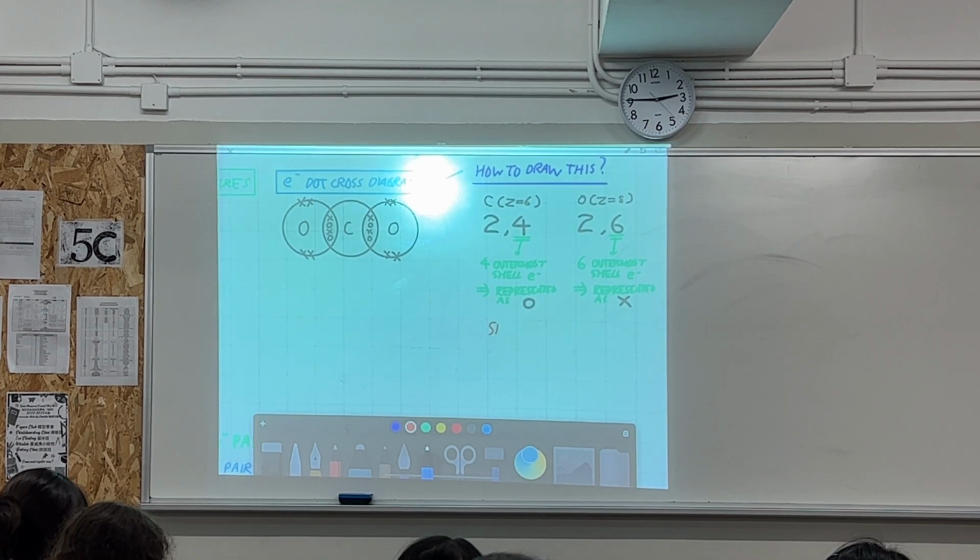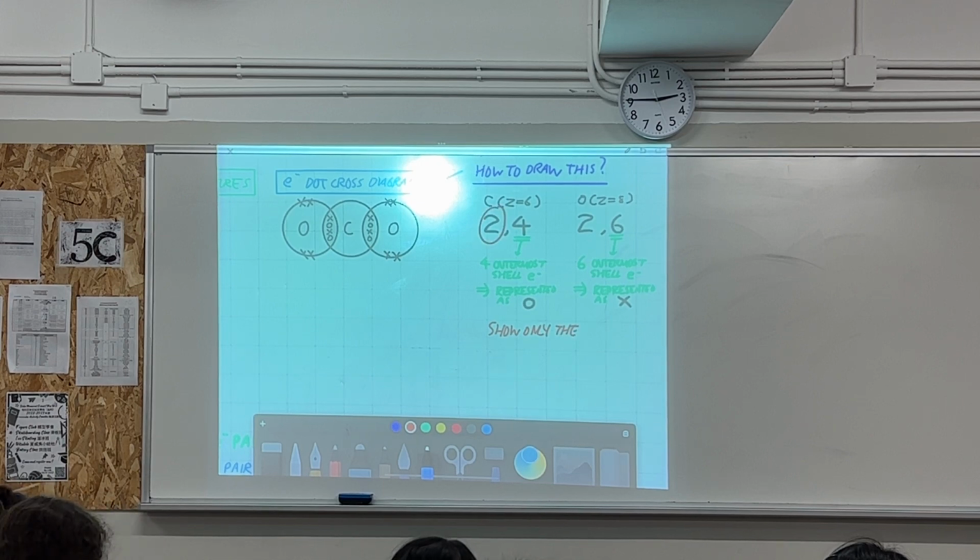Okay, so show only the outermost shell. You see, I did not bother writing down how many electrons there are in the first shell. We don't have to do that. This is a very important point you must put down: show only the outermost shell electrons. Right, now look at oxygen.